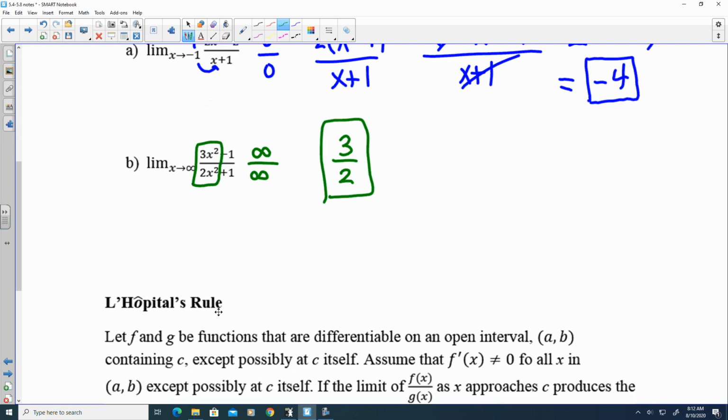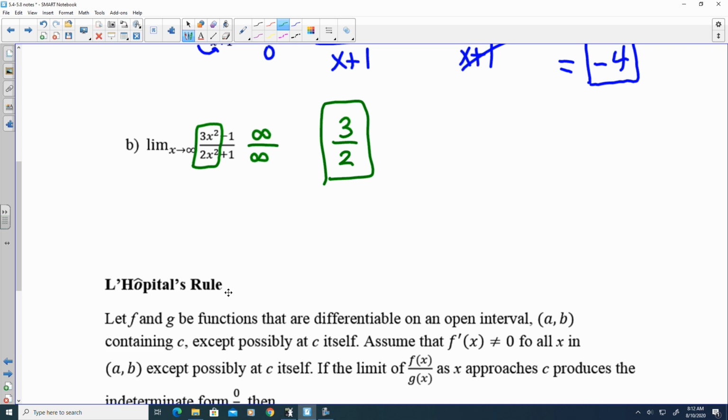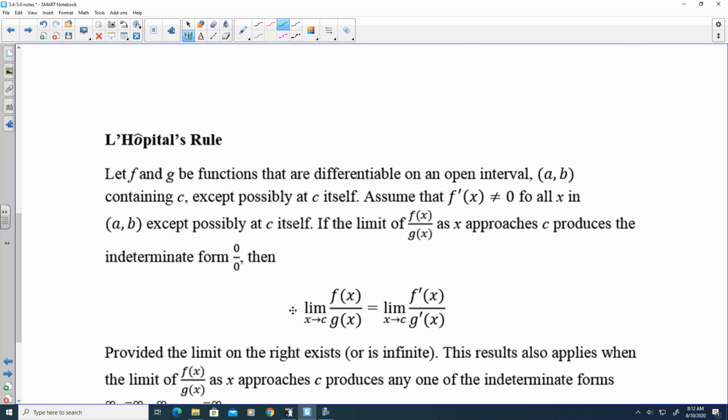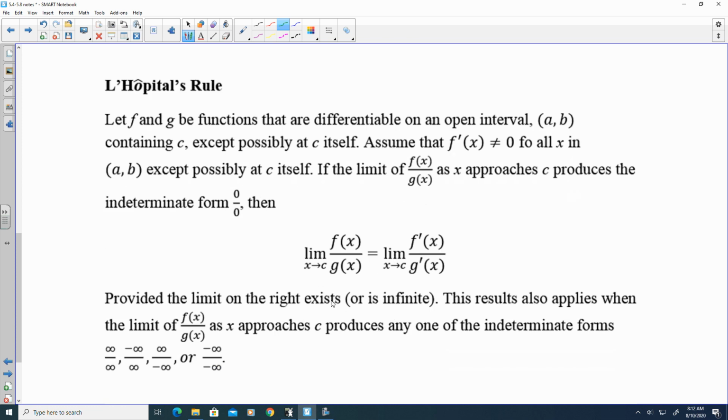So now let's get into it when we can't do some sort of algebra or trick with the horizontal asymptotes. So we have f and g that are differentiable functions on the open interval from a to b, but they include c somewhere. Assuming that f prime is not equal to 0 for all of x in a to b except at c itself. If the limit of f over g as x approaches c produces the indeterminate form 0 over 0, then we are going to take the derivative of the top and the derivative of the bottom and find the limit again. If it's indeterminate again, just keep doing it.